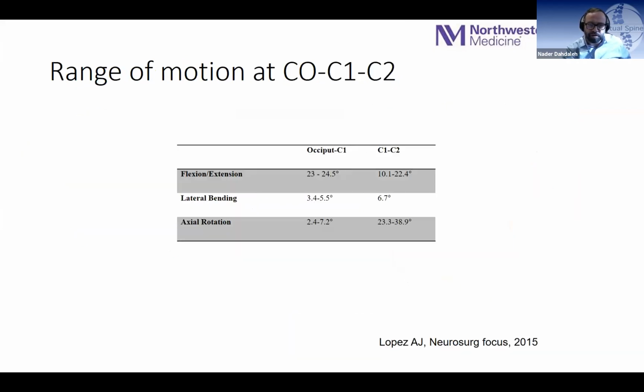A lot of motion occurs at the CVJ. More than 50% of neck motion occurs at the CVJ. Occiput-C1 is mainly flexion and extension, with a little lateral bending and axial rotation, because the alar ligaments limit axial rotation and lateral bending. At C1-C2, there's a lot of axial rotation, but there's also substantial flexion extension.